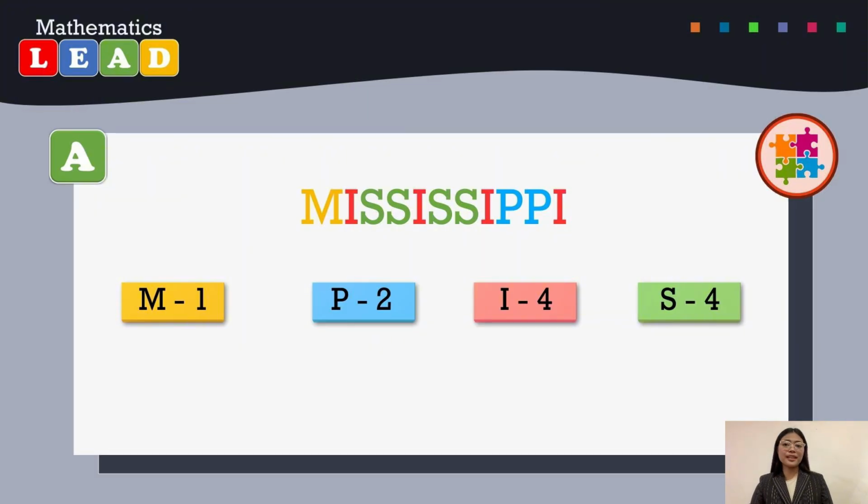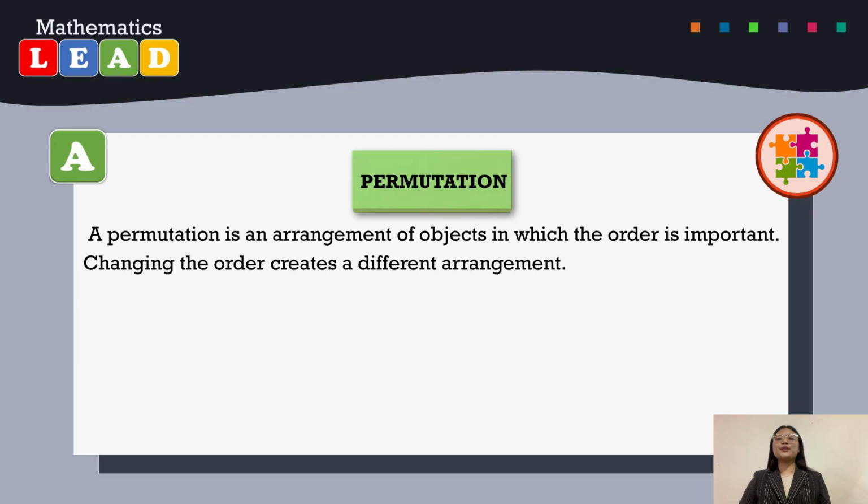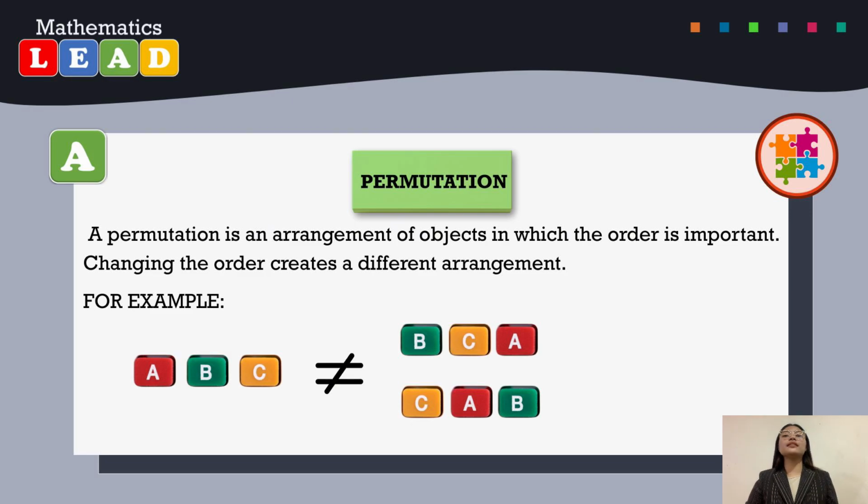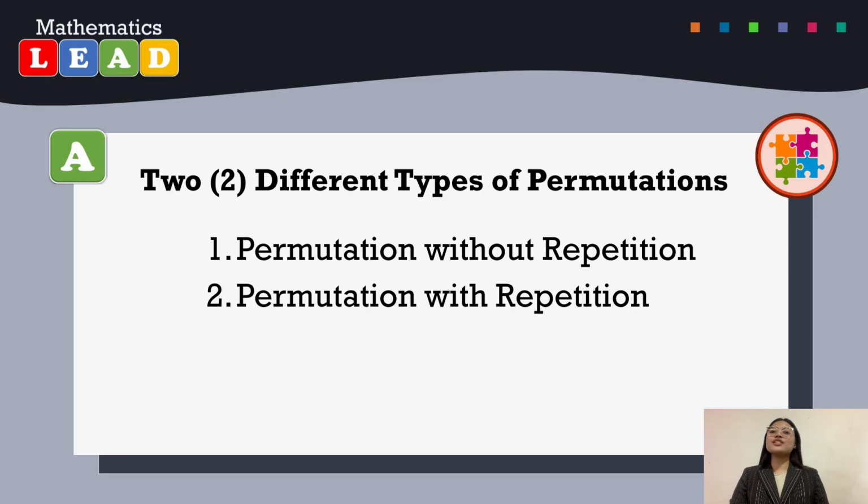What is permutation? A permutation is an arrangement of objects in which the order is important. Changing the order creates a different arrangement. For example, the arrangement ABC is different from BCA or CAB, even though the same letters are used. This is the essence of permutations. There are 2 types of permutations that we are going to discuss: permutation without repetition and permutation with repetition.